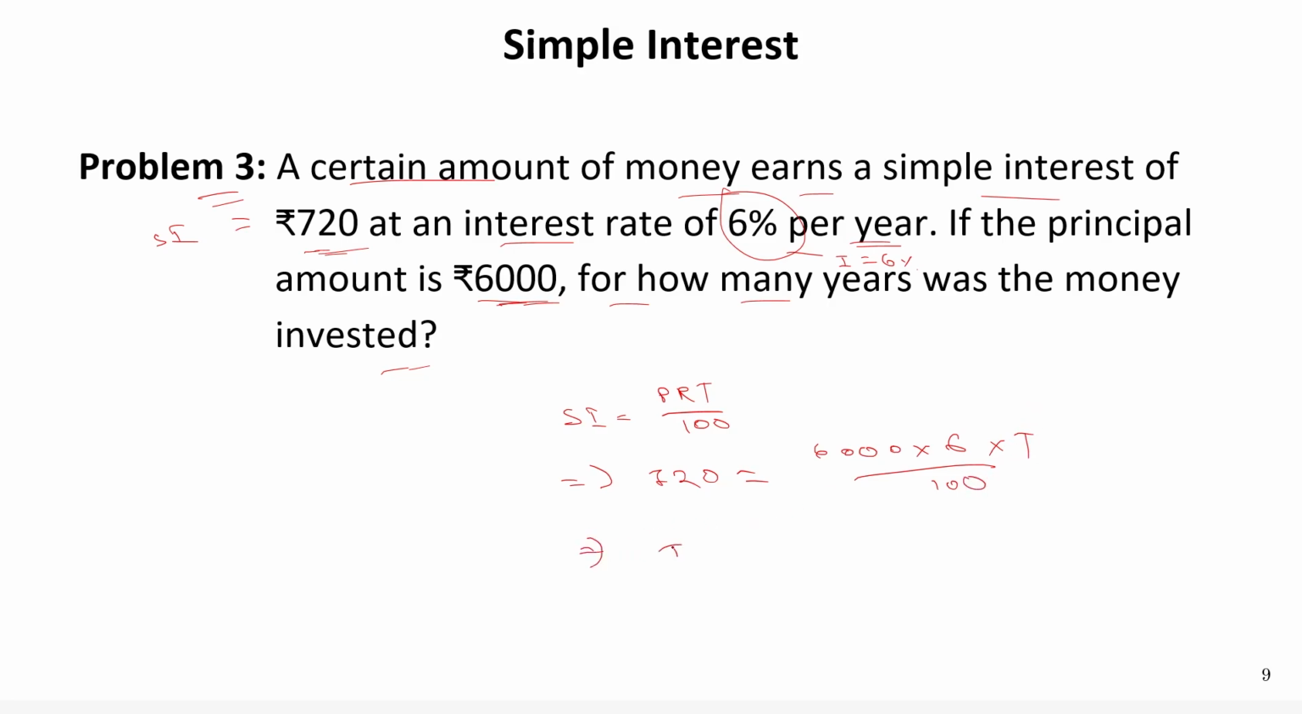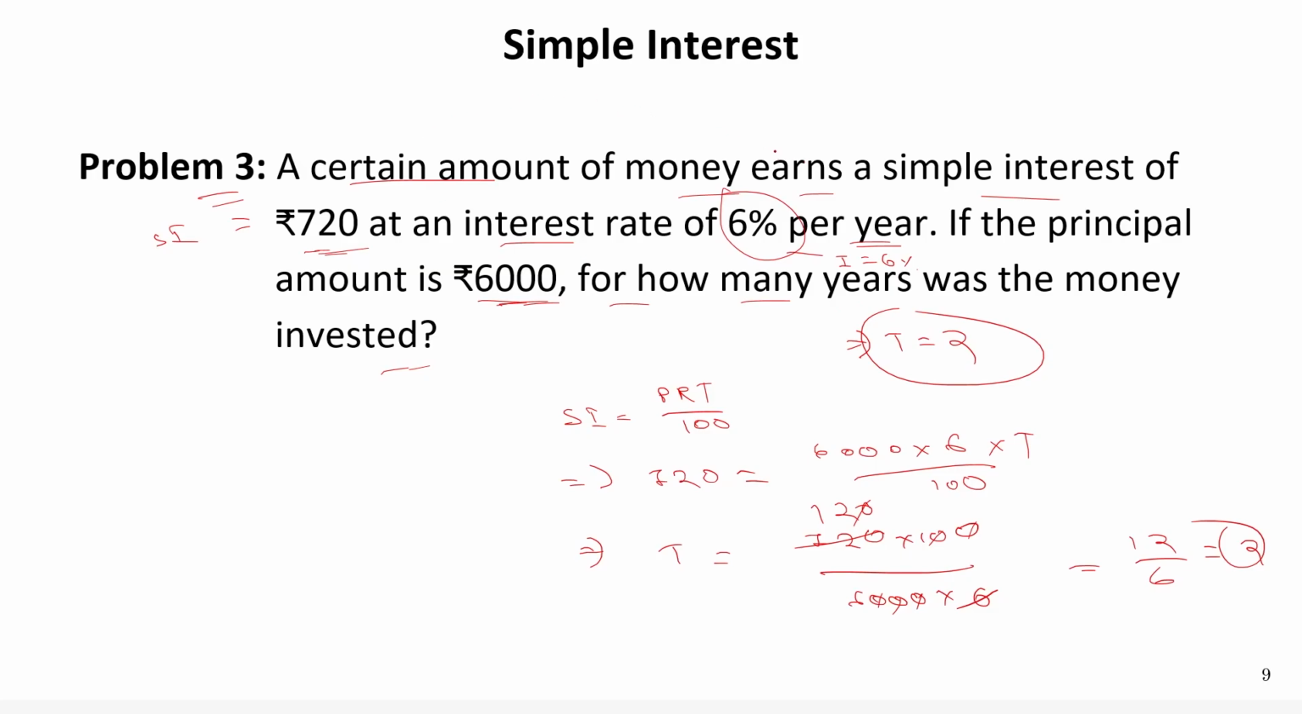So taking T to the left hand side, what we are left with is 720 into 100 by 6000 into 6. So it will be 120, right? By cutting the 0 out from the numerator and the denominator, what we are left with is 12 by 6, which is equal to 2. So T must be equal to 2.